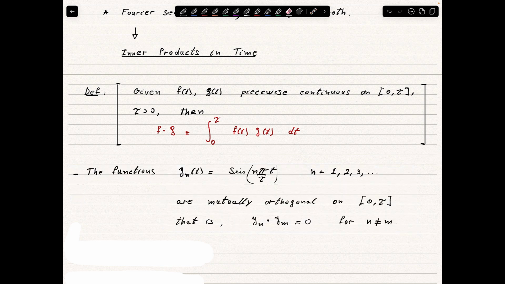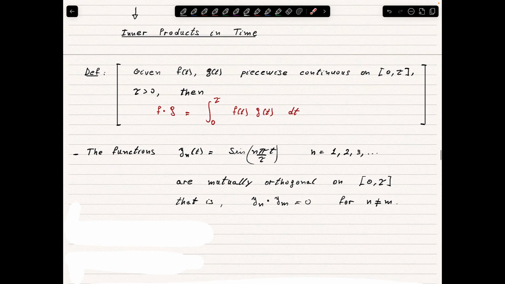Then we are going to have that the functions y_n given by sine of n pi t over tau, with n equal 1, 2, 3 to infinity, are mutually orthogonal in that interval, because the calculation we did for the space coordinate also works for the time coordinate. So the inner product of y_n with some n and y_m with a different m is always 0. The calculation we did for the space coordinate works here for time coordinates.